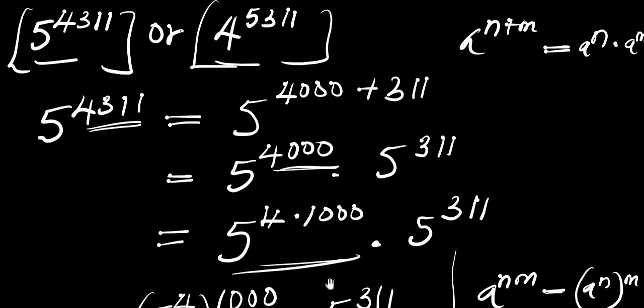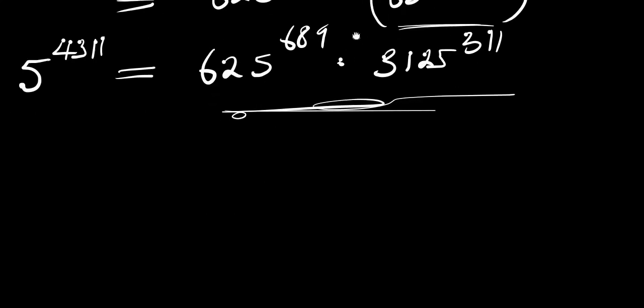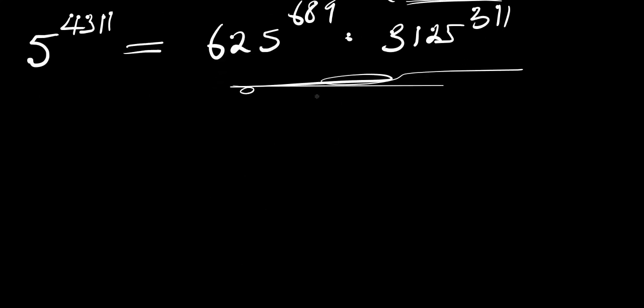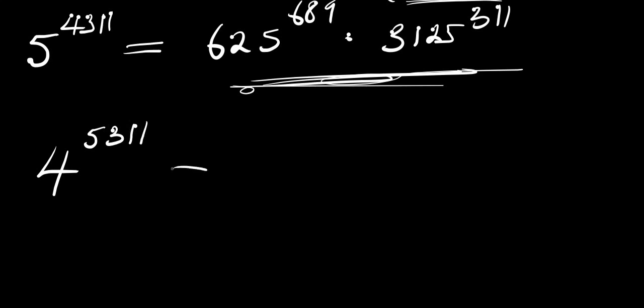4 power 5311. Now, let's also do that. And we are going to try and express that in this form so that we can compare. So we have 4 power 5311. And this equals, what we're going to do is we do the same thing. This is the same thing as 4 power 5000 + 311. And we apply the same identity.